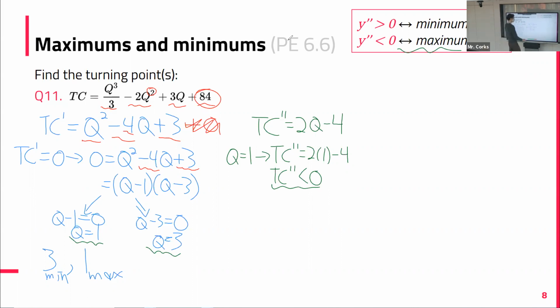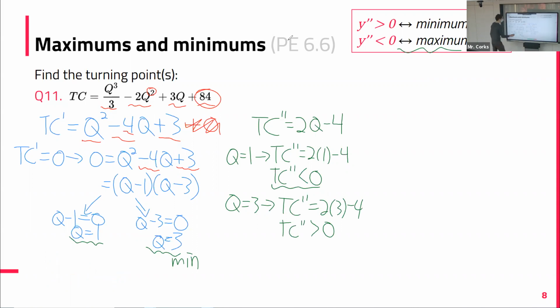And then we do the same thing for the graph. Then we have the other one for q equals 3. Total cost double prime, 2 times 3 minus 4. That's +2, so greater than 0. So that's a minimum point. All right, minimum. And maximum here.